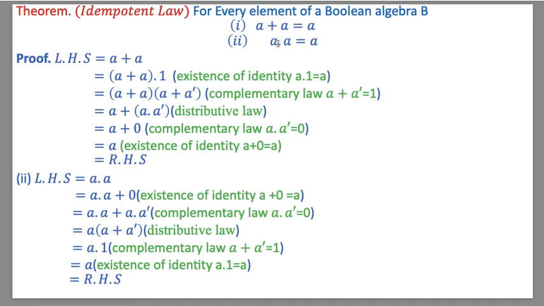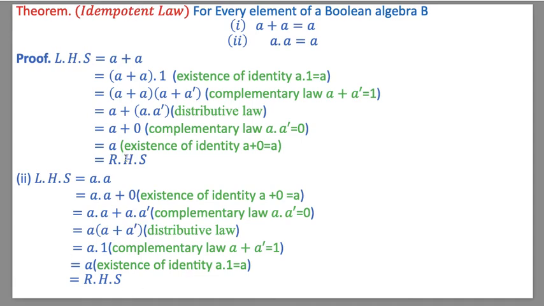Now for the second idempotent law, in the left hand side we have A dot A. We can write A dot A plus 0. Means existence of identity element A plus 0 equal to A. So this 0. By complementary law, A dot A dash is 0. So we can write it A dot A dash. So this can be written as A dot A plus A dash by distributive law. But A plus A dash is 1 by complementary law. So A dot 1. And this is A, existence of identity element A dot 1 equal to A, and this is right hand side.